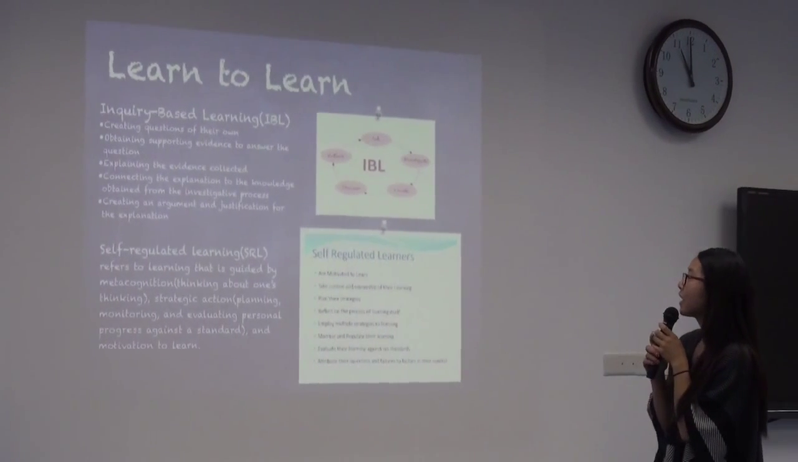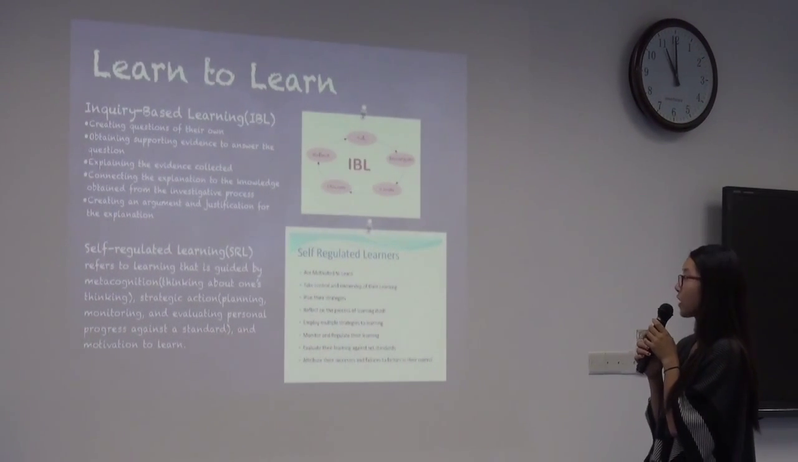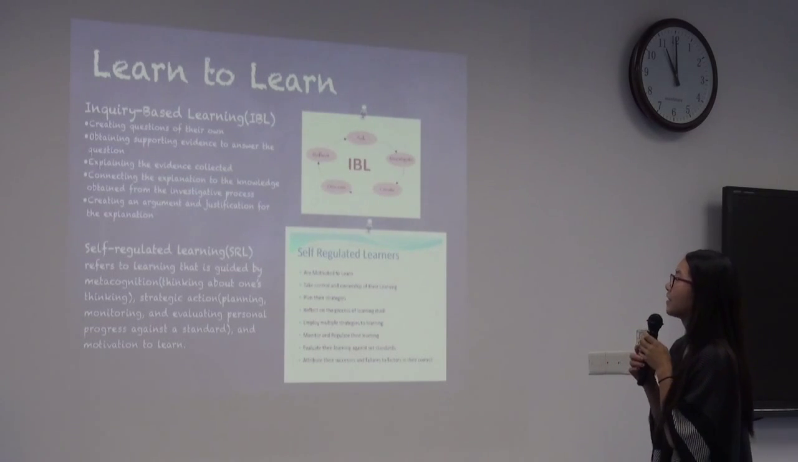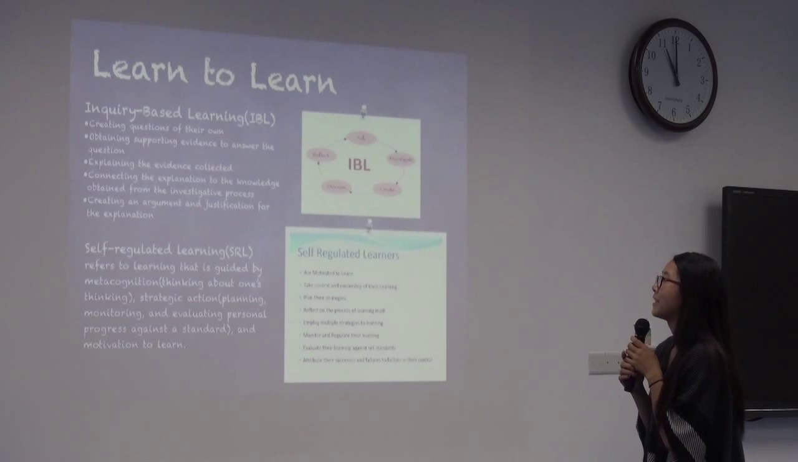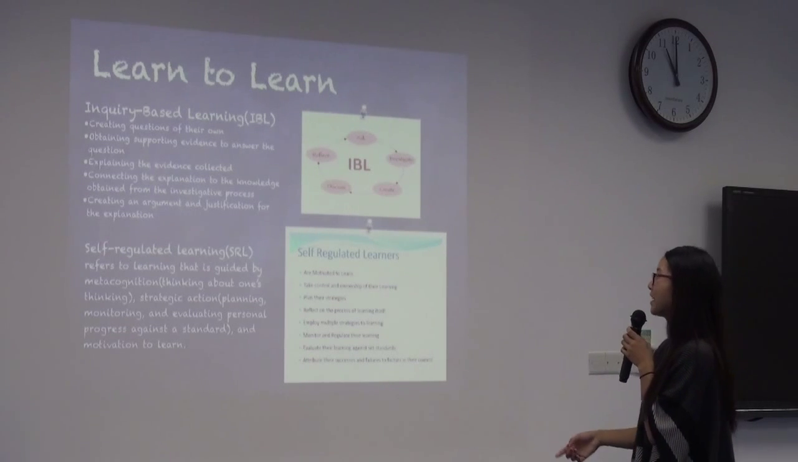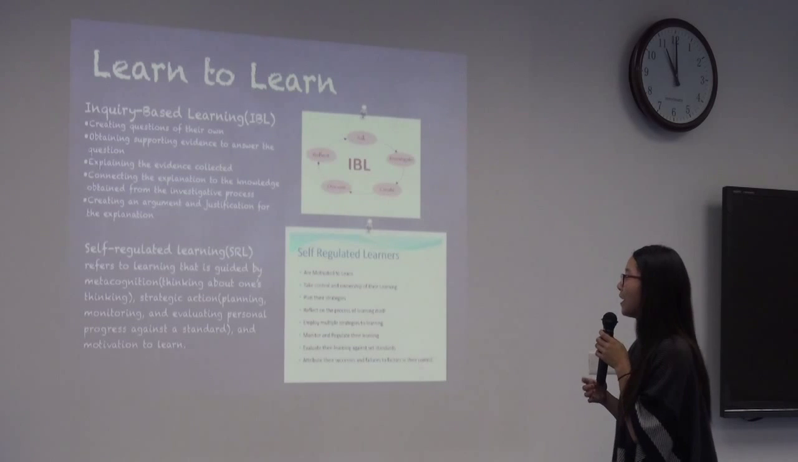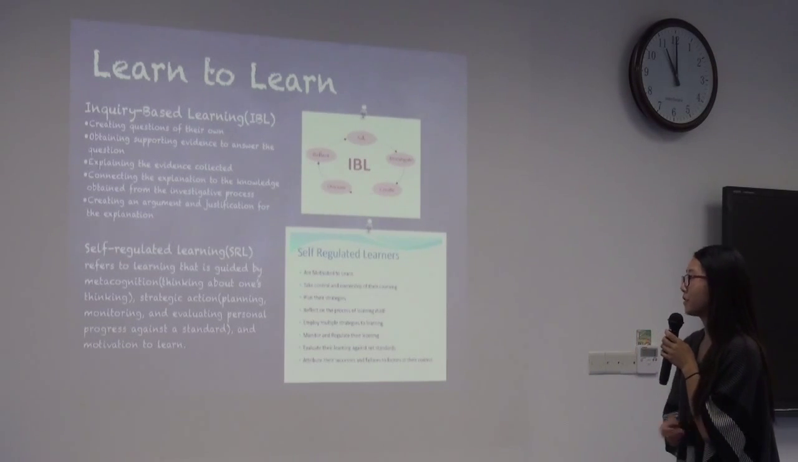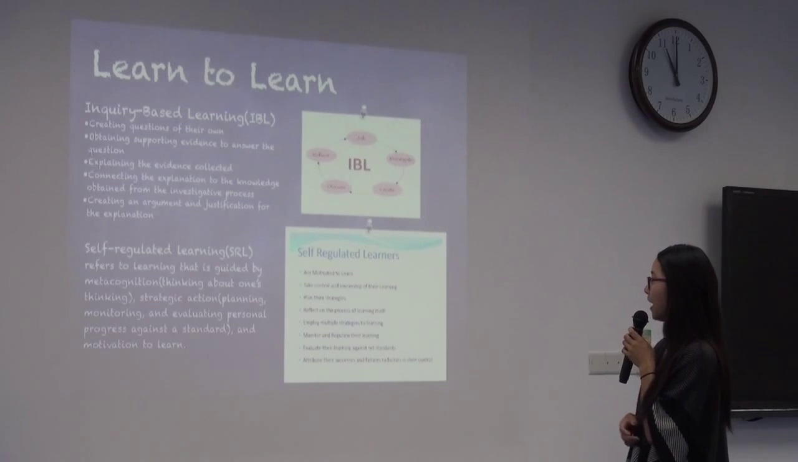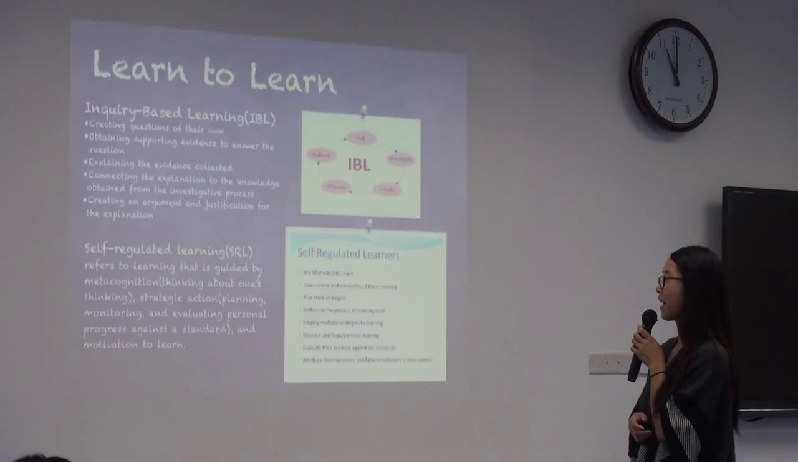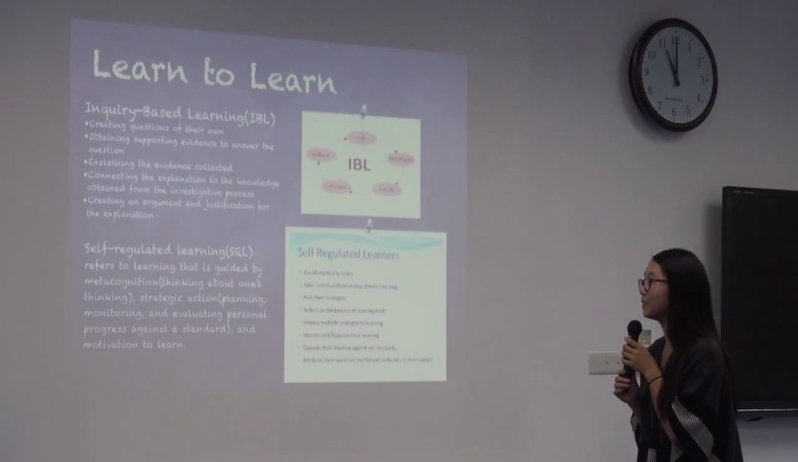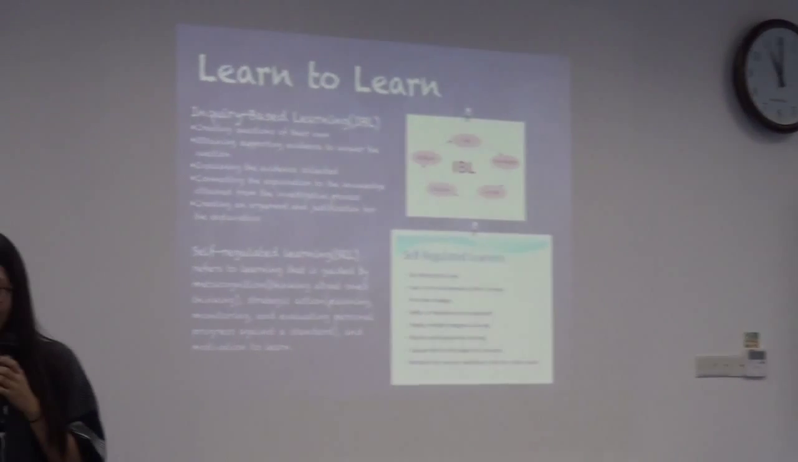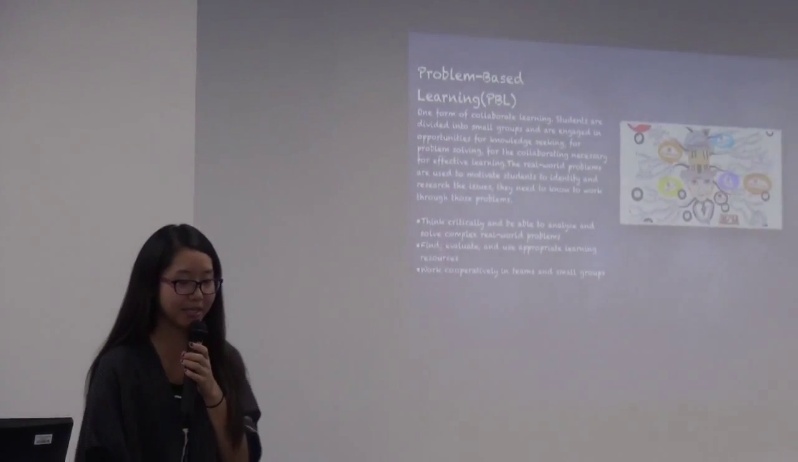So the definition of self-regulated learning refers to learning that is guided by metacognition, which means thinking about thinking, and strategic action, including planning, monitoring, and evaluating personal progress against a standard, and motivation to learn. And the last, problem-based learning.